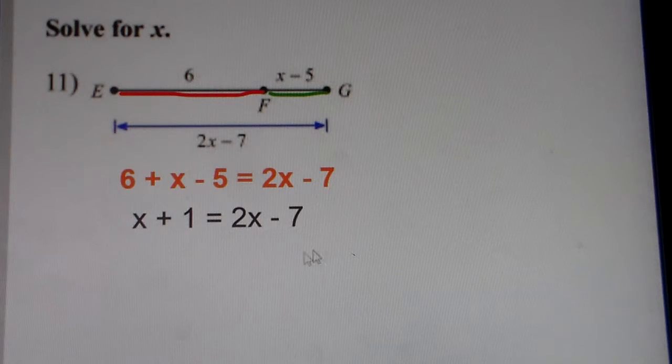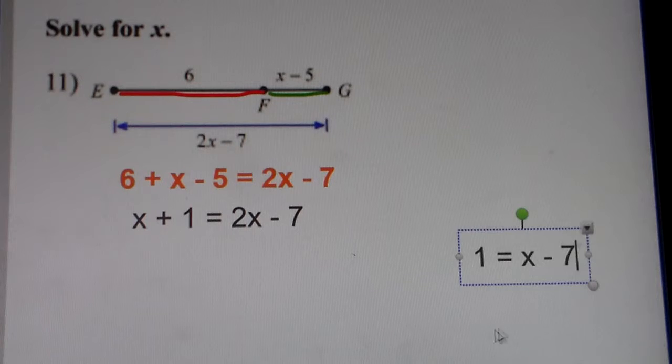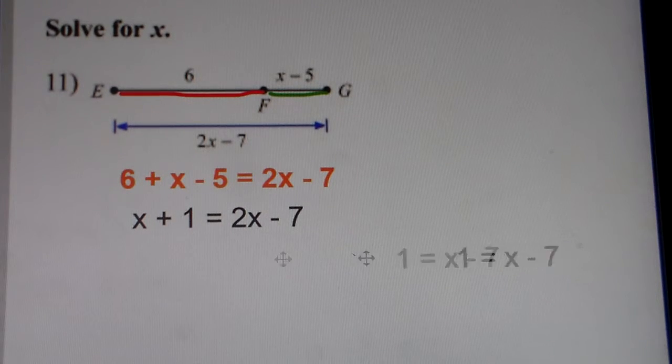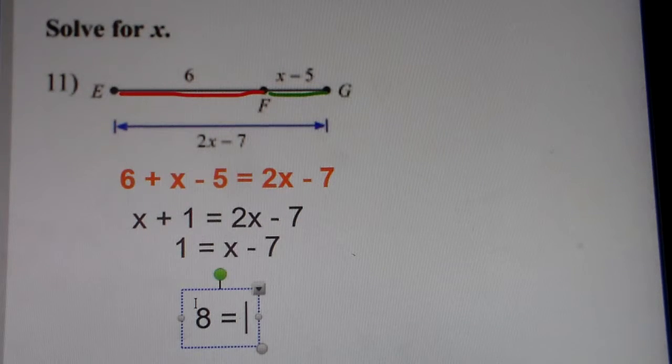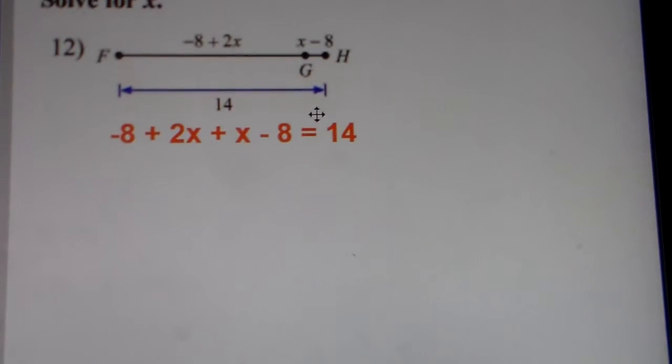We then subtract 1x from both sides and we get 1 equals x minus 7. Then we're going to add 7 to both sides and we're going to get 8 equals x, aka x equals 8 for number 11. Number 12, same concept.